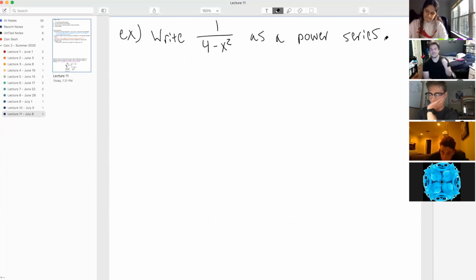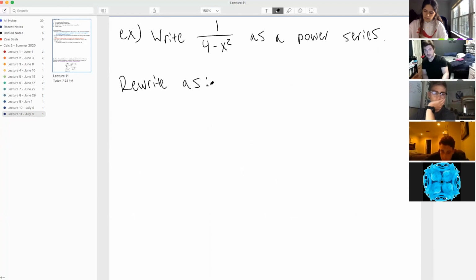So what we need to do here is algebraically rewrite 1 over 4 minus x squared as 1 over 1 minus something, because that's the formula for the sum of a geometric series. That's the first step, so we rewrite as so.